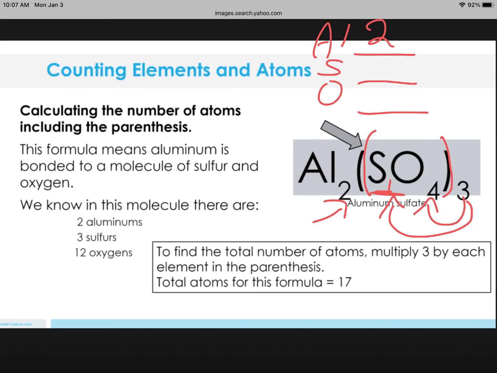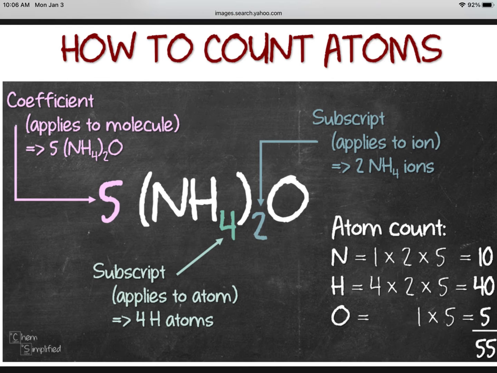Same thing here. So that means that 1 times 3 is going to give me how many sulfur? 3, very good. And this 4 times 3 is going to give you 12 oxygen. And that's your total atoms. Okay? Who's not okay? We good? Yes? Okay. I told you, it's super easy.